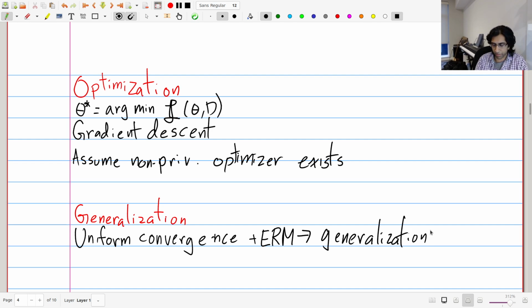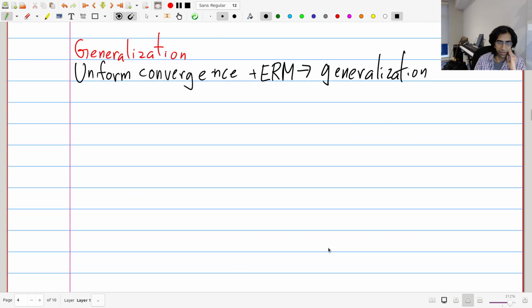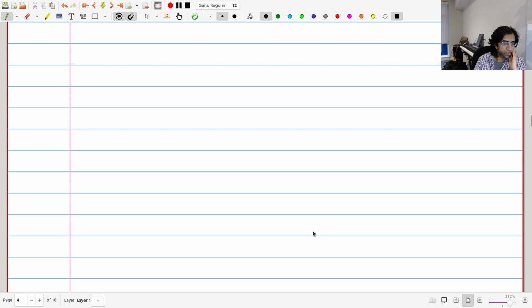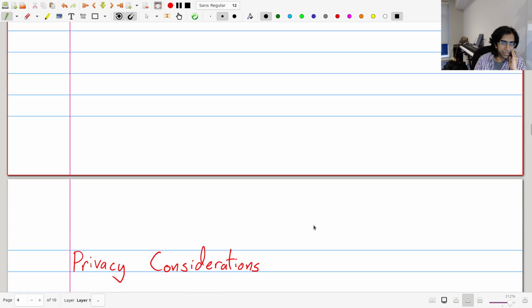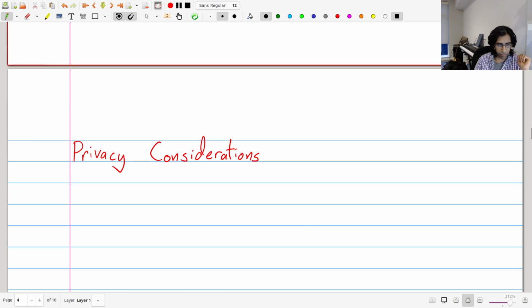So this is kind of, like I said, I'm not going to get into this today, but really solving the ERM problem will tell you important information about generalization as well. Okay, and the last thing we're going to talk about before we get into some more technical approaches is privacy considerations. So maybe we've already seen enough of these.